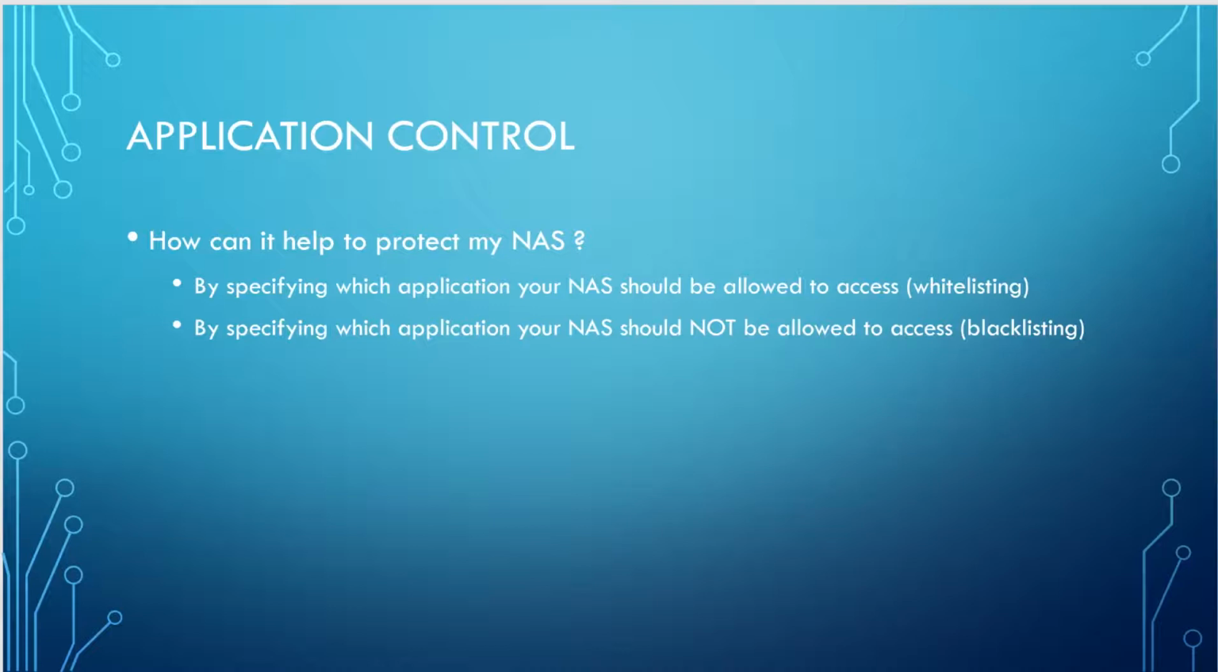Now, how can it help to protect your NAS? First of all, you can specify which applications your NAS should be allowed to access. This is a whitelisting approach. For example, you are going to allow your NAS to use NTP, TeamViewer, DNS, BitTorrent, for example, and you can block everything else. Or you can do it by specifying which applications your NAS should not be allowed to access. So you will, for example, have a rule that blocks some applications, and for all the rest, it is authorized.